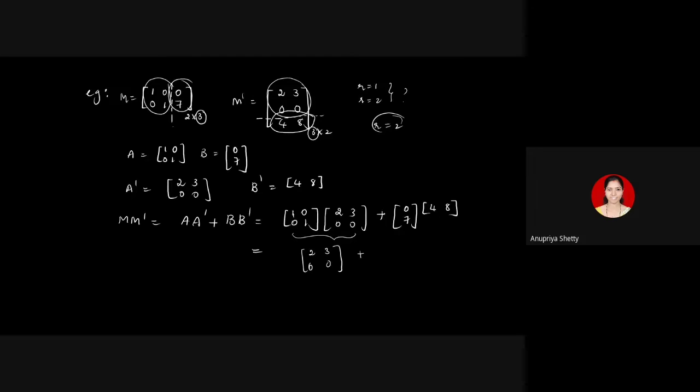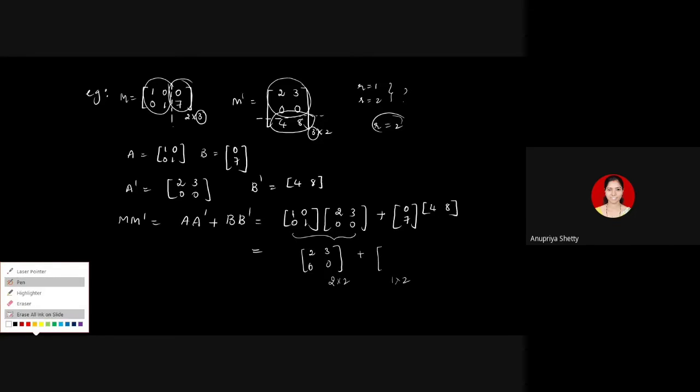The second product: what will be the order of the second product after multiplying these two? Just check carefully. If it becomes a 1 by 2 matrix and the first matrix is 2 by 2, I won't be able to add those two. I can't add them. So what is the order of the next product?